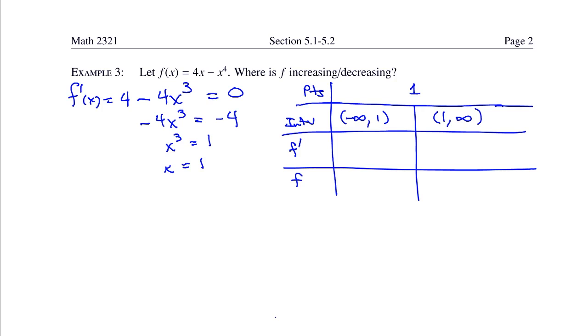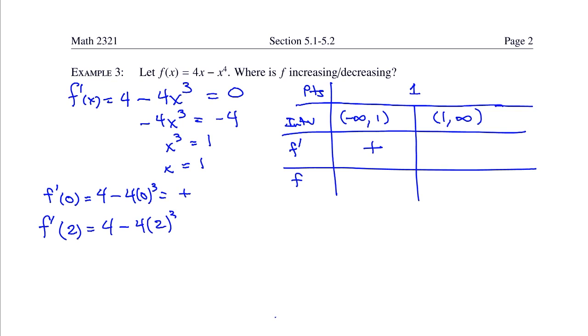I need to test f prime, so I'm going to test it first at 0. So this will be 4 minus 4 times 0 cubed, which is a positive. And I'm going to test it at 2. Be 4 minus 4 times 2 cubed, and that clearly is going to be negative. Based on the signs of the derivative, we know where the function is increasing, which is on this first interval, and decreasing on this second interval.